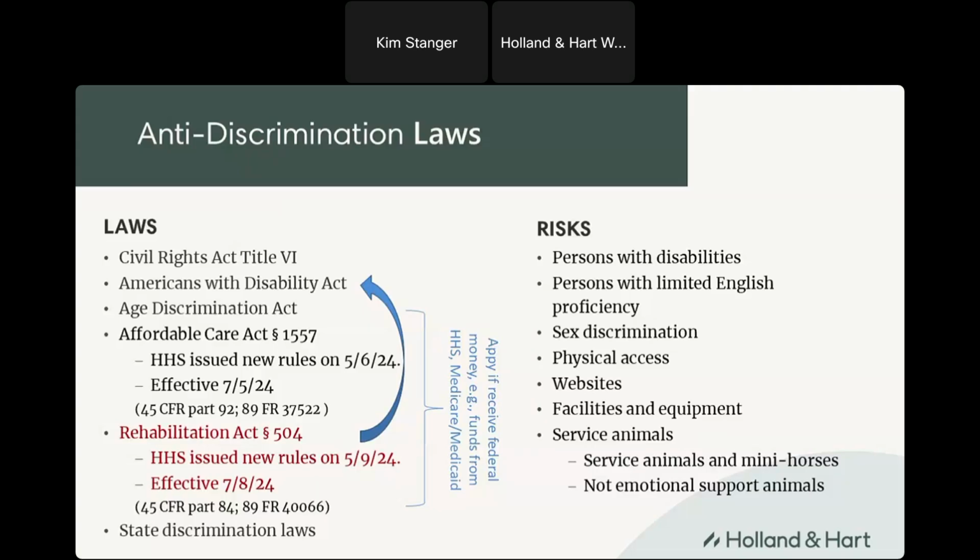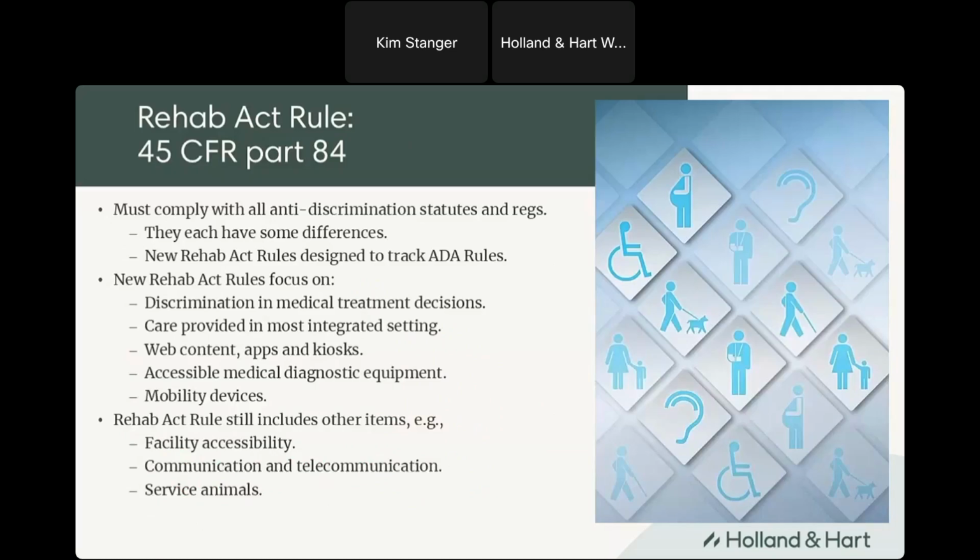When it comes to the Affordable Care Act, Section 1557, or the Rehab Act, they generally apply if you are a recipient of federal financial money, right? If you're participating in Medicaid or other programs, receive funding from HHS, then the government takes the position that you've got to comply with these regulations. The risk areas that you need to be concerned about are particularly with the Rehab Act, persons with disabilities. With some of the other statutes, though, it also extends to persons with limited English proficiency. It applies to sex discrimination, physical access to your facilities or equipment, websites, service animals that we'll talk a little bit more about later. So we're going to focus on the Rehab Act rule.